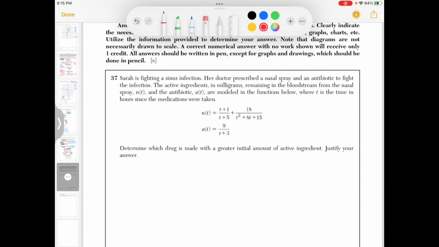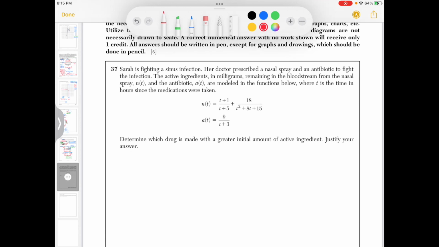Her doctor prescribed a nasal spray and an antibiotic to fight the infection. The active ingredients in milligrams remaining in the bloodstream from the nasal spray, N of T, and the antibiotic, A of T, are modeled in the function below, where T is the time in hours since the medications were taken. So we have 2 equations again. Part A here, I know they're not labeled, says determine which drug is made with a greater initial amount of active ingredient.